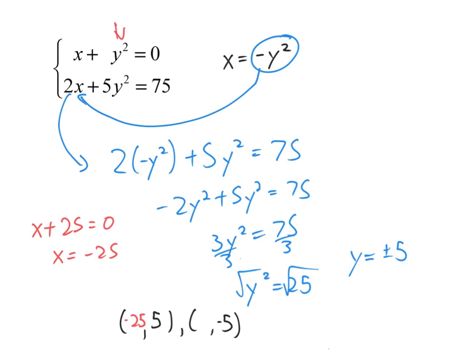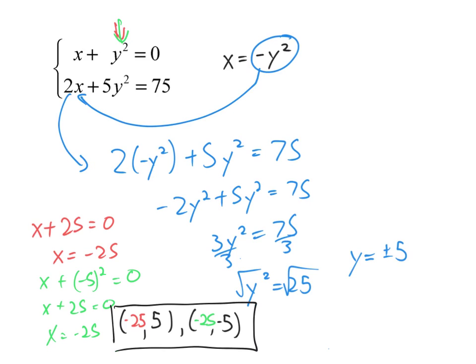And then I need to plug negative 5 into here, which gives me x plus negative 5 quantity squared equals 0. So x plus 25 equals 0. So x equals negative 25 again. So that's going to be right there. So my answer is negative 25, 5, and negative 25, negative 5.